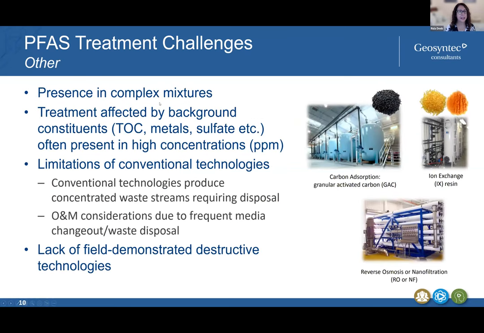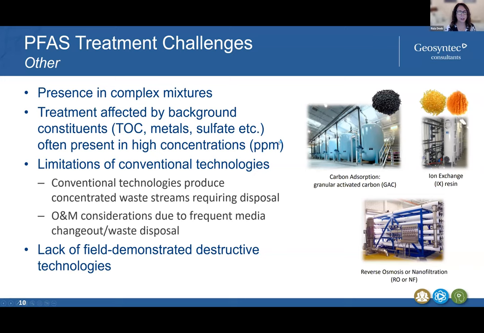That's their target. Other treatment challenges: if you look at, for example, fire training areas, something had to be set on fire for the firefighters to practice putting it out with the firefighting foams. So a lot of the sites that are contaminated with PFAS also have petroleum hydrocarbons or chlorinated solvents. So the presence of PFAS in complex mixtures really complicates treatment. Plus, PFAS is only a small percentage of firefighting foams, only about 3%. So there's a lot of other compounds in firefighting foams, and those have to be taken into consideration because they do impact treatment efficacy.